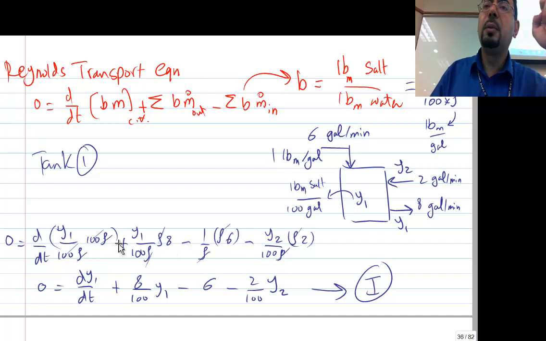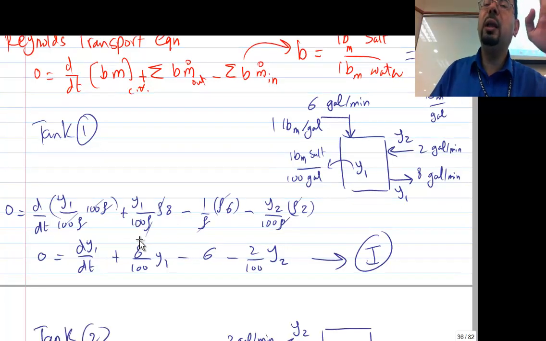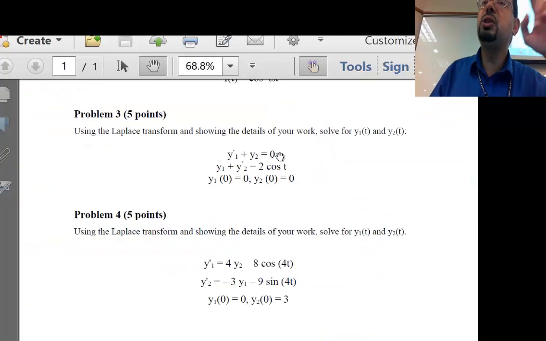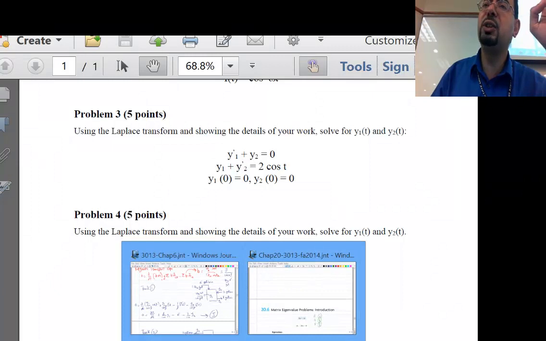All right? So in the exam and in the homework, you start with the differential equation. So don't worry about how they came up with that differential equation.